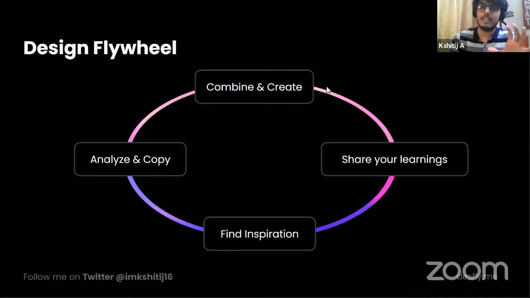But the flywheel is that you find inspiration, you analyze and copy it. You find inspiration from multiple sources. You analyze the inspiration on why things happen, how that happened, and you copy it exactly the same. And then you combine. Now you have different components that you've copied, and you combine them and put them together into something that you want to make.